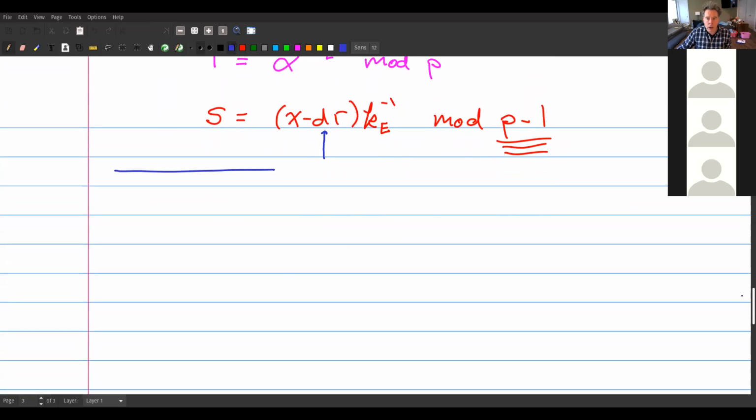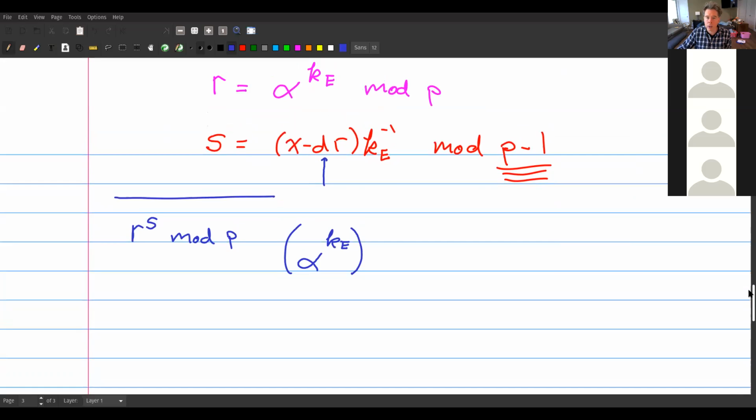So as a warm-up for understanding how the verification works, let's look at a couple of values. One important one is R to the S mod P. So what is that? R is alpha to the KE, and then we're raising that to the S, which we'll write like this for the time being. So this becomes alpha to the KE times KE inverse times X minus DR, mod P.